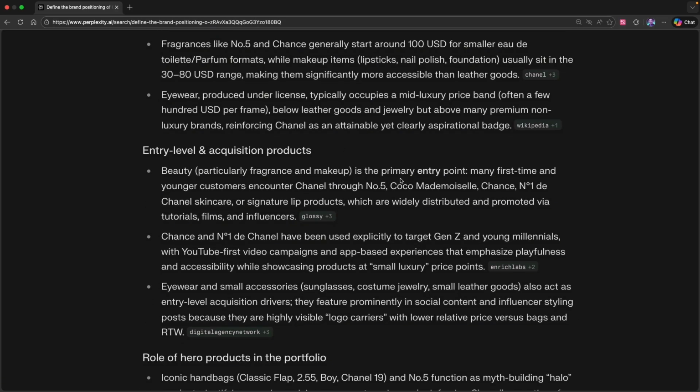Gen Z might not be able to afford a classic flap bag yet, but they can afford Coco Mademoiselle or a lipstick. These are the entry doors. So when we plan our content calendar, we use the bags to build the dream, the halo, but we use the beauty products to generate the traffic and the first purchase.